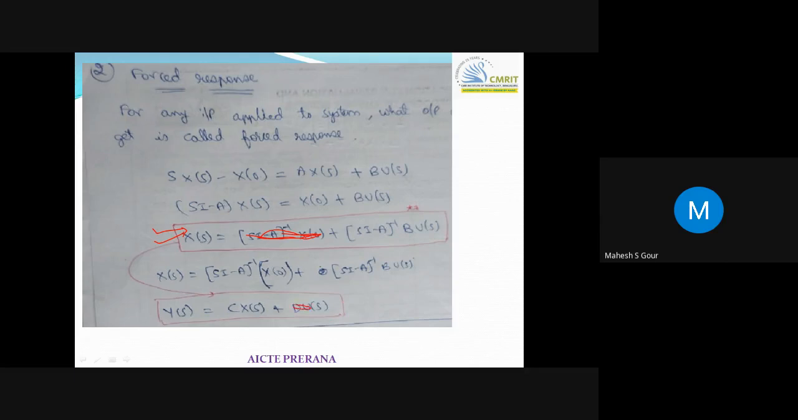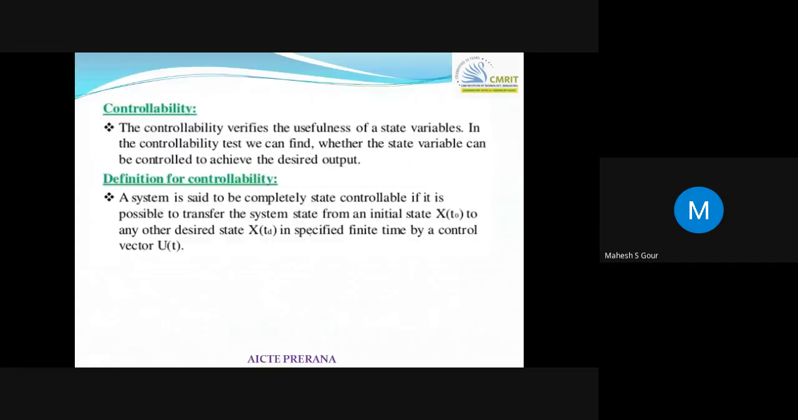And one more thing in the question, D is also not there for the output response. So Y(s) equals C into X(s), and this X(s) you need to substitute here. What will we get for Y(s)? Y(s) is equal to C into (sI minus A) inverse B into U(s). Understood? Yes, sir. So when you do this, what are you going to get?